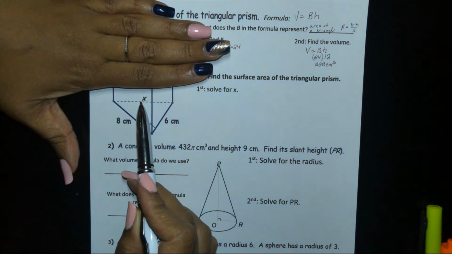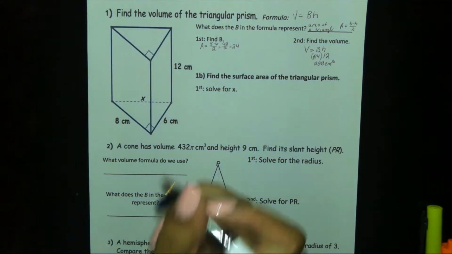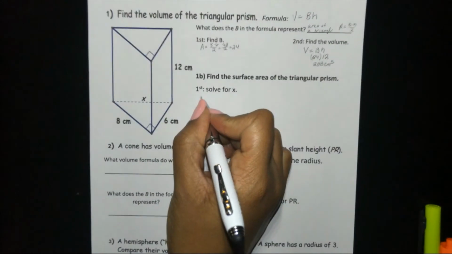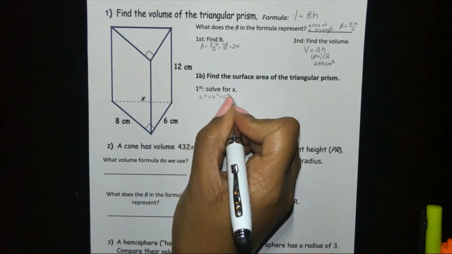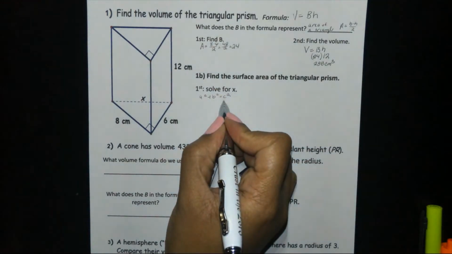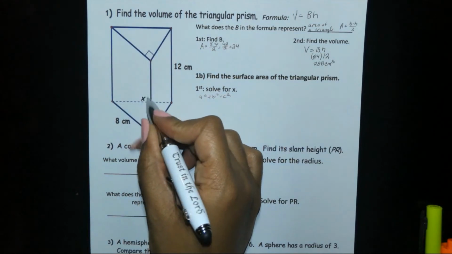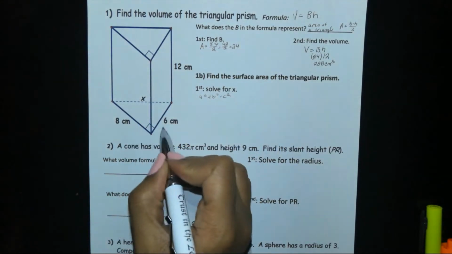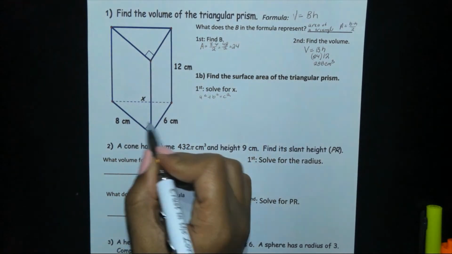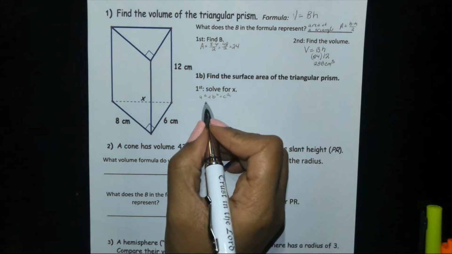So we can very easily solve for x by using our very favorite formula, a squared plus b squared equals c squared. C, of course, being our hypotenuse. Opposite the 90-degree angle is going to be our x, which is going to be our hypotenuse. Remember, your a and your b are interchangeable, so it doesn't matter which one you're going to use for a or for b. So let's go ahead and fill that in.